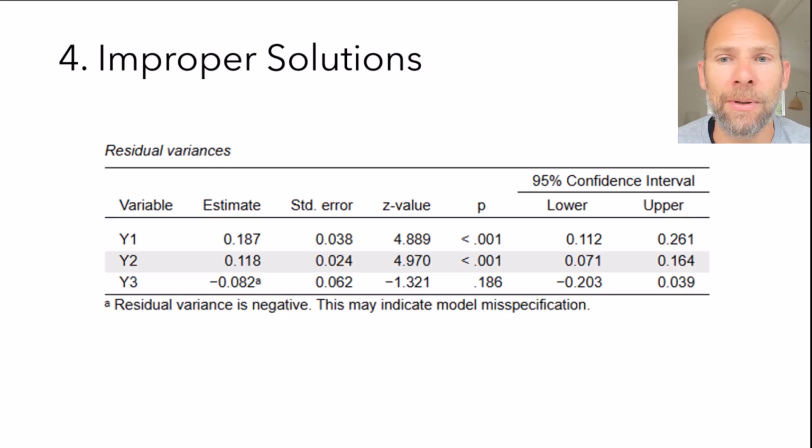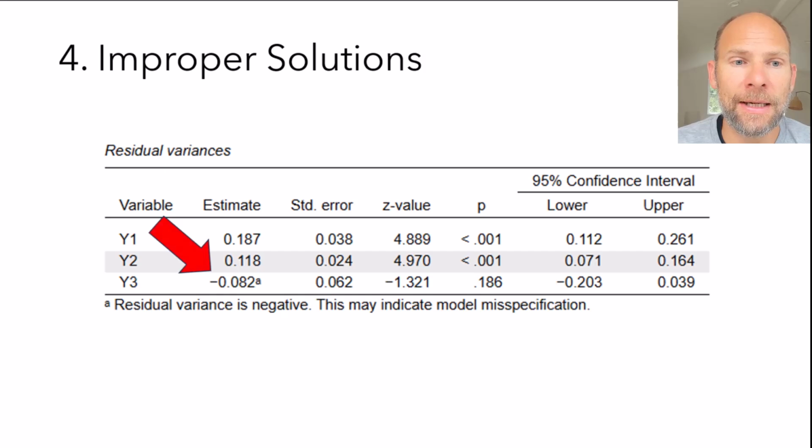Here's an example where a growth curve model was fit, and you can see here that there is a negative error variance for the third time point, y3. This residual variance estimate is negative, at negative 0.082. There's also a little table note here that says residual variance is negative. This may indicate model misspecification. So JASP already points you in that direction, that a model with a negative error variance often is a misspecified model.